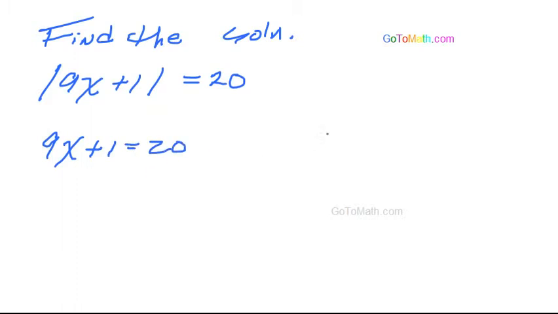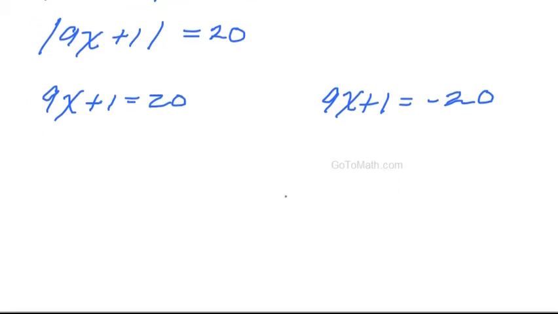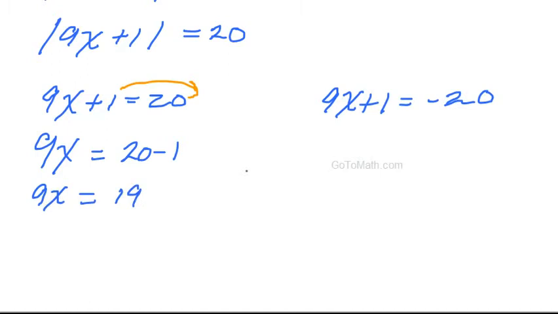But we got another equation to deal with, and that is 9x plus 1. Now remember, we dropped the absolute value bars, but then we multiplied this right hand side by negative 1, so that becomes negative 20. And now we have two equations that we need to solve for. I think we can do that. So remember, we take this 1 over to the right hand side, it becomes negative. We don't need to go through all the baby steps anymore. So we have 20 minus 1. So now we're left with 9x is equal to 19.